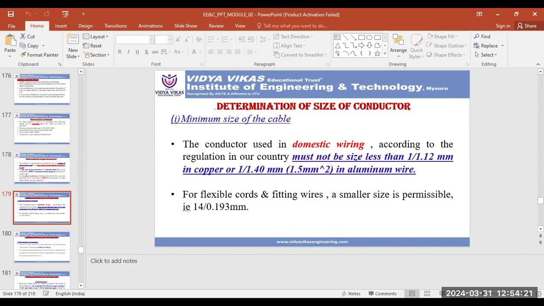Now, how to determine the size of the conductor? Minimum size of the cable. Even if we don't know anything, we have to take a certain minimum size. The conductor used in domestic wiring, according to the regulation in our country, must not be of size less than 1 bar 1.12 mm in copper or 1 bar 1.40 mm in aluminum wire. For flexible cords and fitting wires, a smaller size is permissible, 14 bar 0.193 mm.